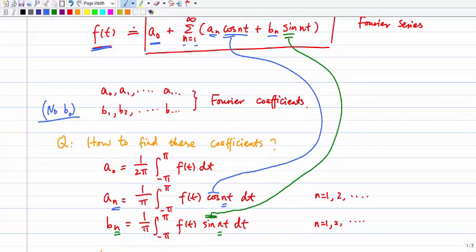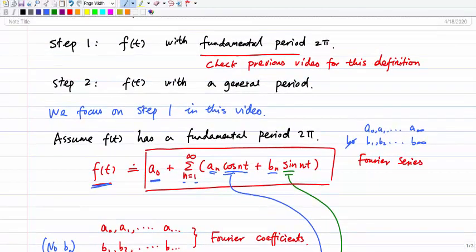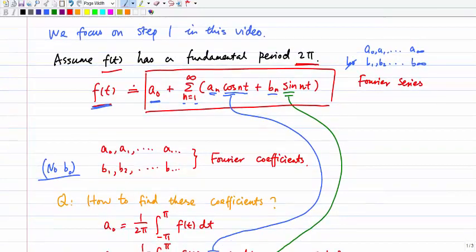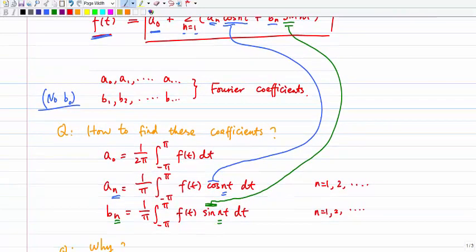In particular, a0 is 1 over 2 pi times the integral from negative pi to pi of f(t) dt. Again, I want to emphasize that here we're talking about f(t) having a fundamental period of 2 pi. For a general fundamental period, we'll talk about it later on in the next video. So this is how we compute a0. It is nothing but the integration of the original function from negative pi to pi, divided by 2 pi.